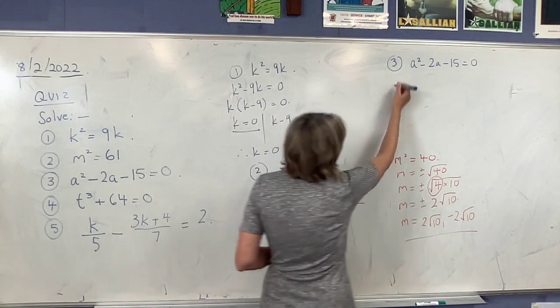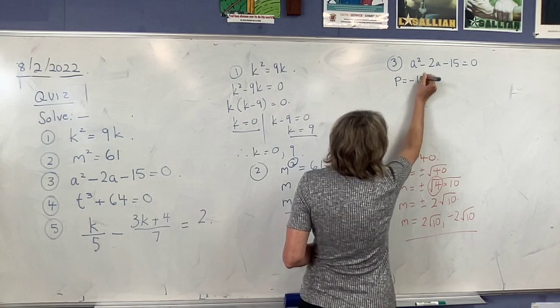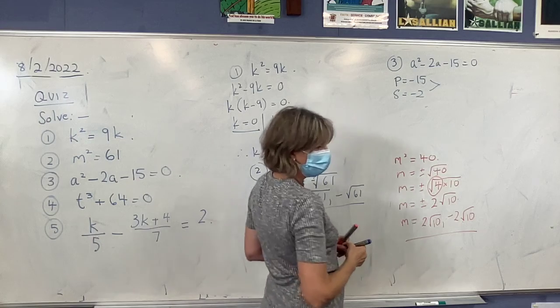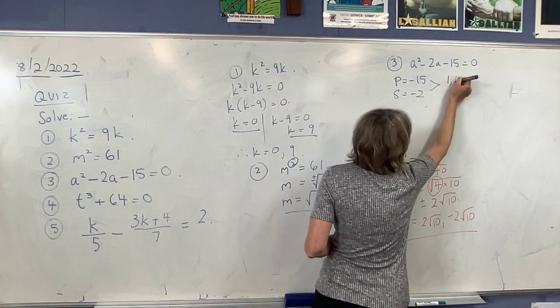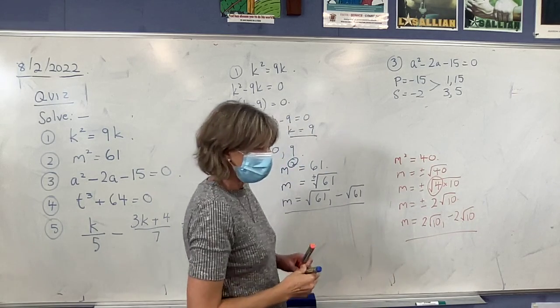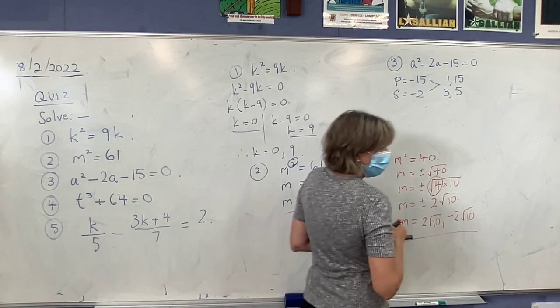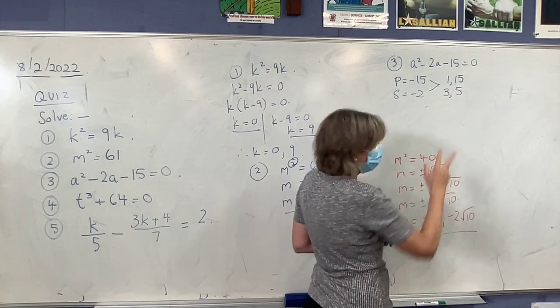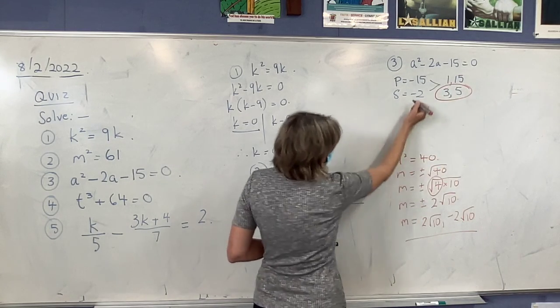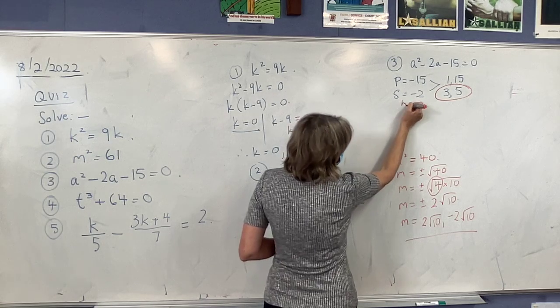Product sum. Product is negative 15, good, sum minus 2. Okay, what are we doing? So 1 and 15, yep, then 3 and 5. Keep going. Negative 2 would be largest. So which pair is it that we're looking at? Well, 3 and 5. Okay, keep going. 5 would have a minus because it's the largest.